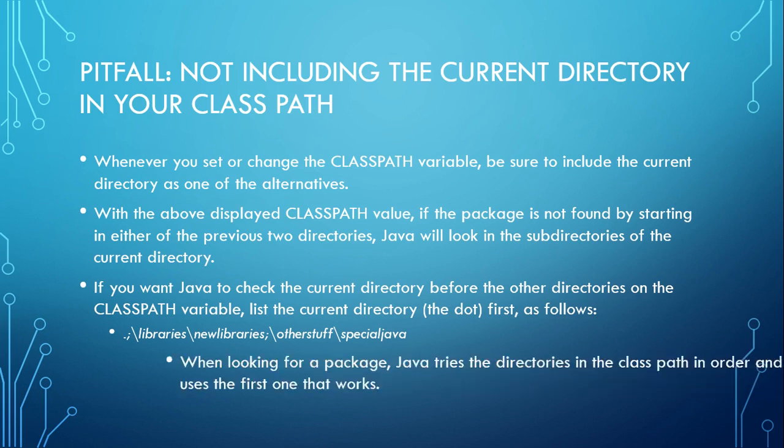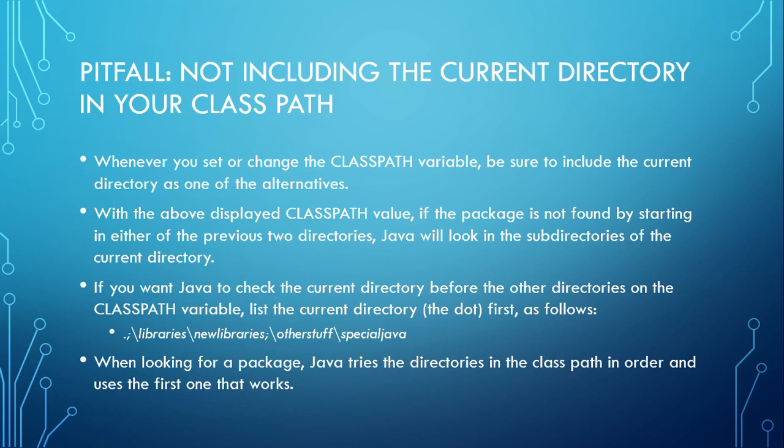Pretty simple. When looking for a package, Java tries the directories in the class path in order and uses the first one that works. So if you want it to be the current directory, you put the current directory. If you want it to be the new libraries directory, you just put that. Whatever order you want Java to check things is the order in which you put them.